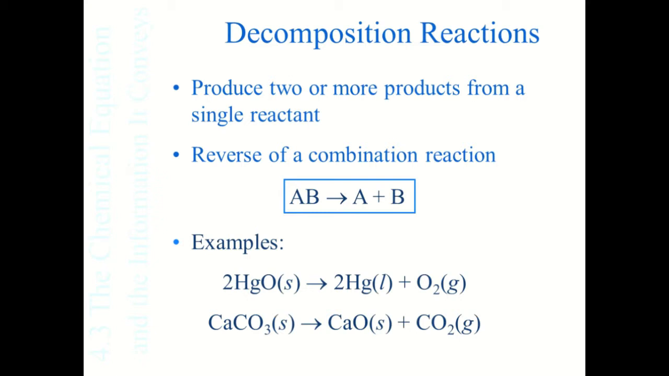Decomposition reactions. Mercury oxide decomposes into mercury and oxygen. Calcium carbonate decomposes into calcium oxide and carbon dioxide. Okay? So it's decomposing into what it was before. If I reverse those reactions, they become what types of reactions? Combination reactions. Okay? So decomposition is essentially the reverse of a combination reaction.